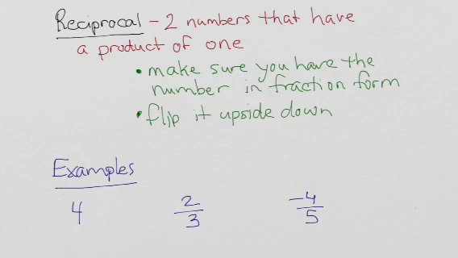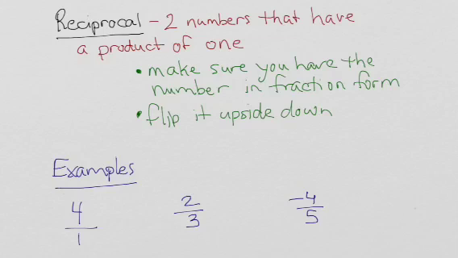First step is to make sure you actually have the number in fraction form. So if you look at these examples down here at the bottom, you can see this first one, number 4 down here. I need to make it in fraction form, which means to put it over 1. Pretty simple. If it's already a fraction, then great, you don't have to do anything.